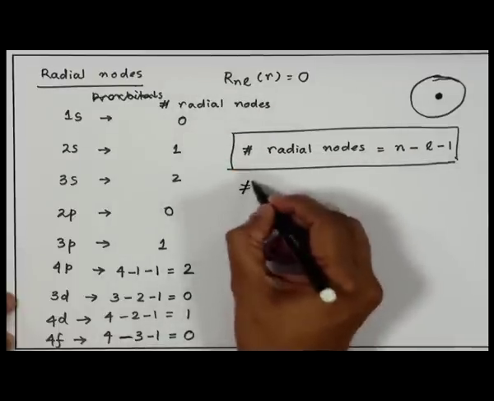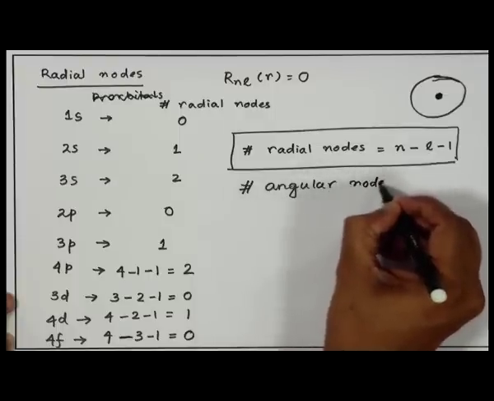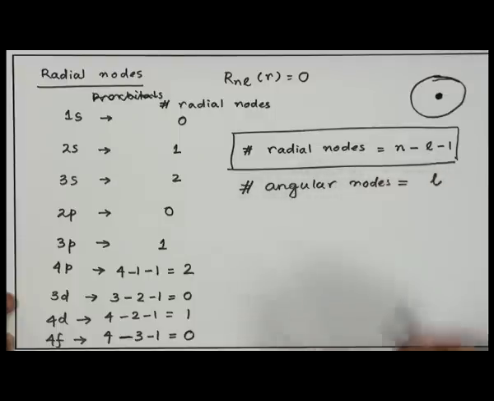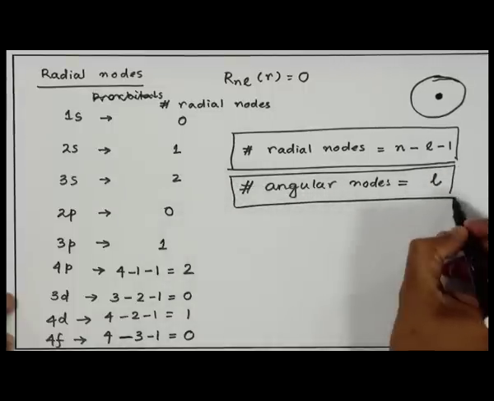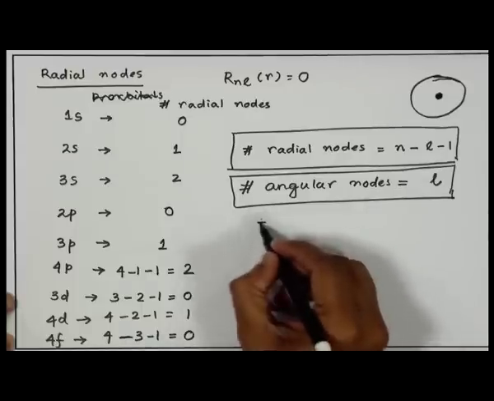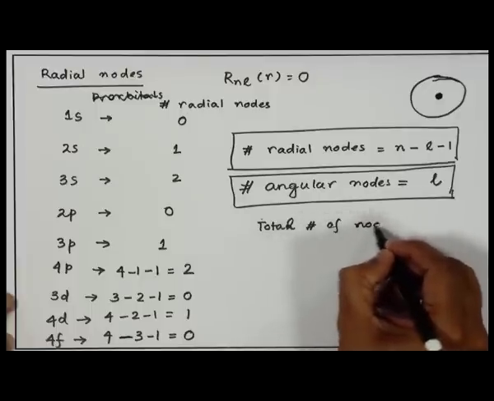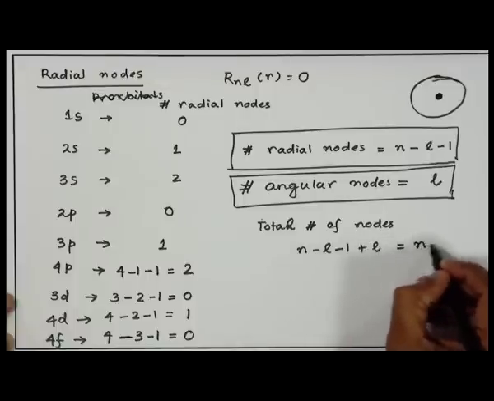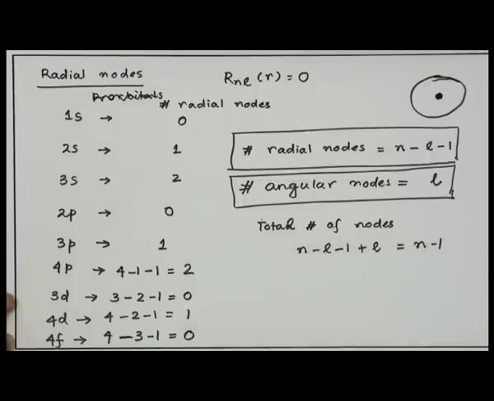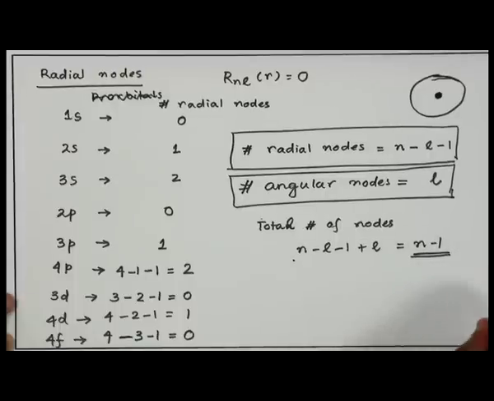If you remember, we found out that the number of angular nodes was equivalent to L, right. So, the number of radial nodes is n minus L minus 1 and the number of angular nodes is L. So, the total number of nodes is n minus L minus 1 plus L, which is n minus 1. This is the total number of nodes, and it only depends on the value of the principal quantum number.